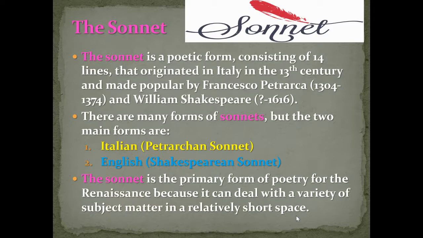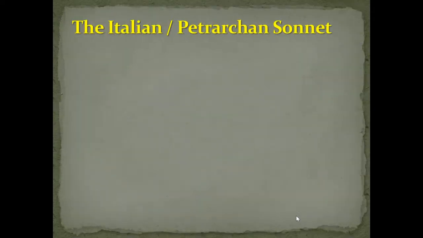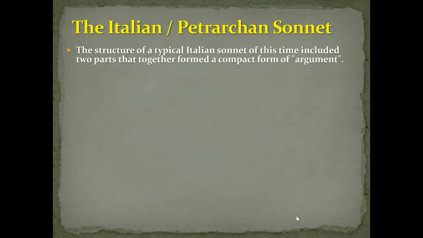Now, as for why the sonnet is often studied in literature, it was the primary form of poetry for the Renaissance, right? It could deal with a variety of subject matter in a relatively short space, which is pretty much the appeal. So the Petrarchan sonnet, the structure of a typical Italian one, includes two parts that together form a compact, or what we call an argument.